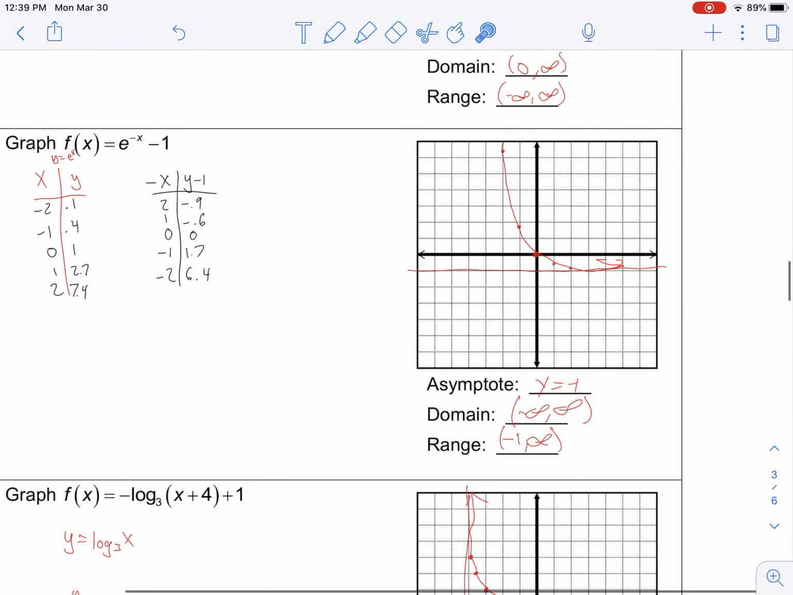When we plot those, we get a graph like this. Our asymptote is negative 1, and our domain is, we can go left to infinity, we can go right to infinity, so negative infinity, positive infinity. Our range, we can only go down to negative 1. We can go up to infinity.